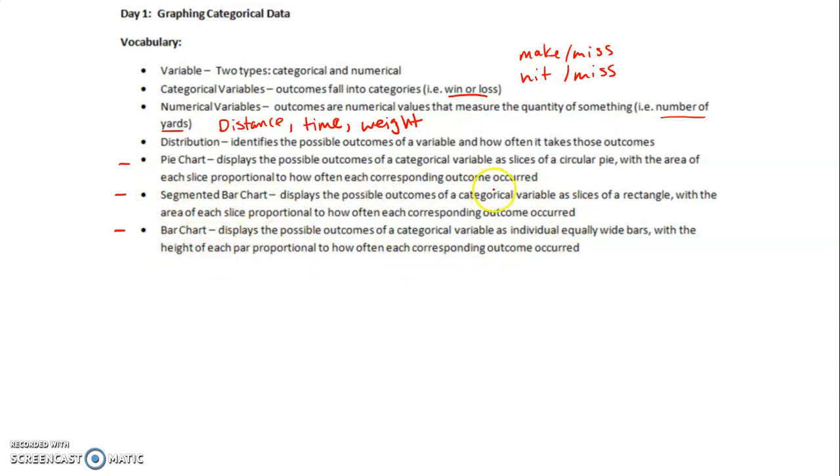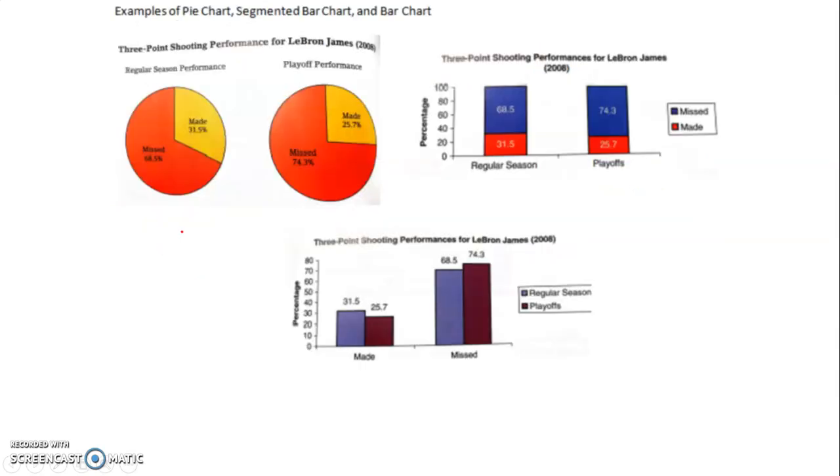Now, for a segmented bar chart, imagine the bars from a bar graph, but they're combined. Something I want to point out is that a segmented bar chart will always be 100%. They'll always go to 100%. Bar charts don't have to. And we're going to see a couple examples here. So this one is just a pie chart, and you can see that each of the slices represents a different category. In this case, we're talking about made and missed shots. This one is a segmented bar chart.